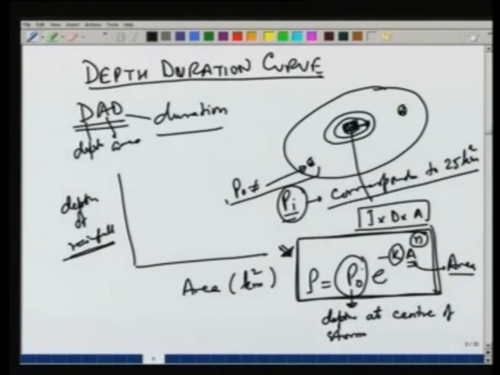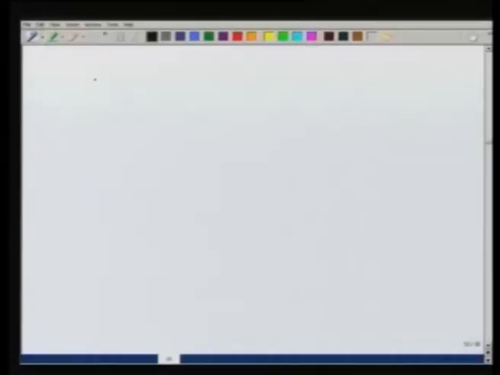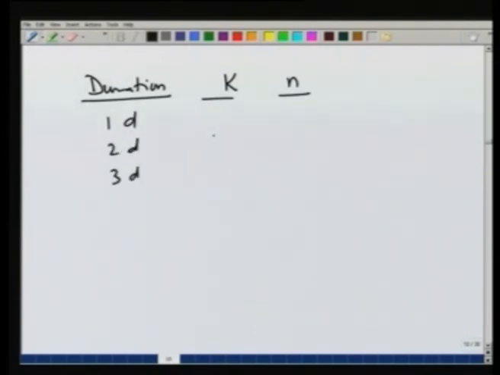The values of K and N can be shown here. So, this is the duration of the storm, K and N. Typically, duration will be like 1 day, 2 day, 3 day. K value 0.0085. Now, this data is shown in millimeters. So, if the P is in millimeters, then the values of K and N would be given like this.